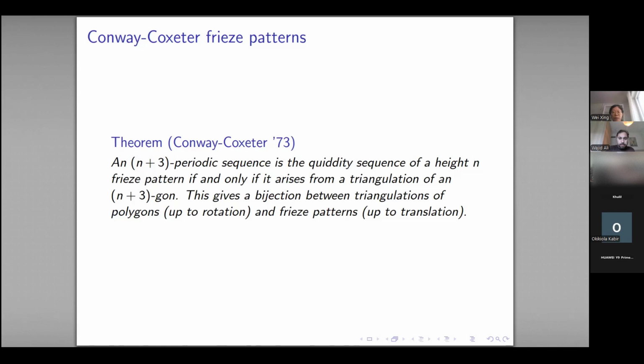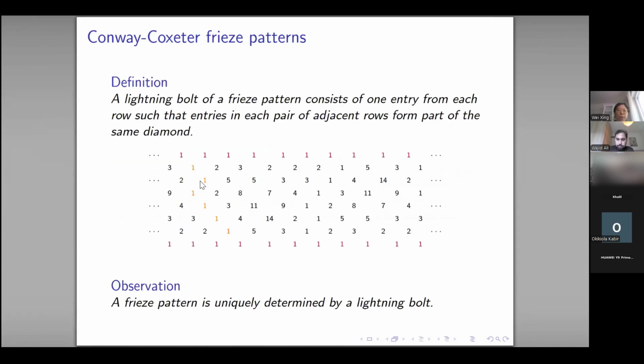But after these Frieze patterns were studied by Conway and Coxeter, it was not mainstream math until the introduction of cluster algebras and cluster categories by Fomin and Zelevinsky in the beginning of 2000. So before moving there, we introduce another way to determine a Frieze pattern.